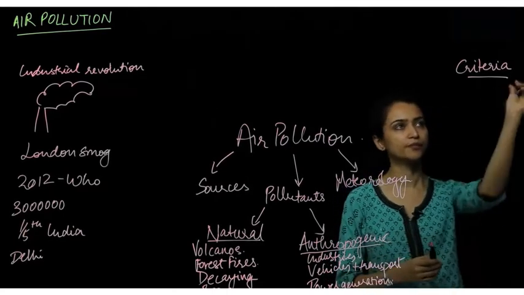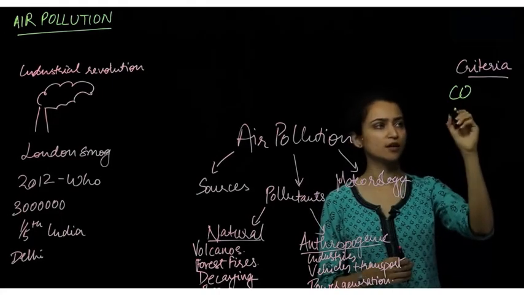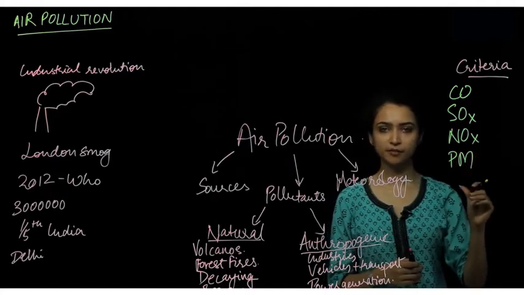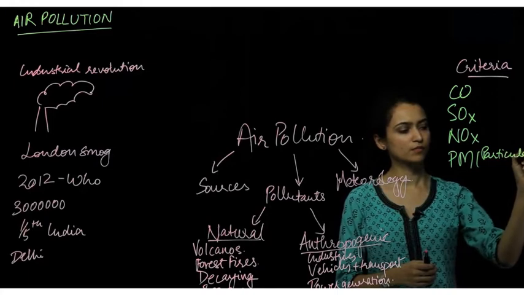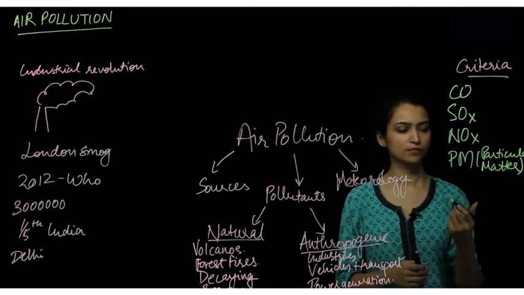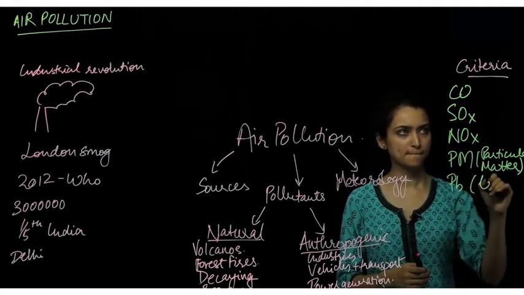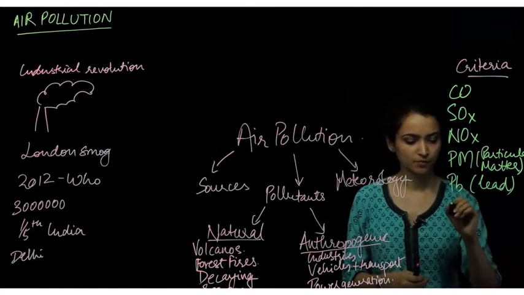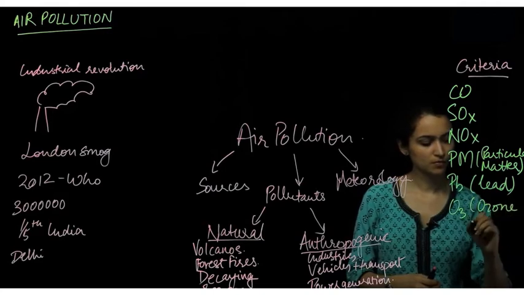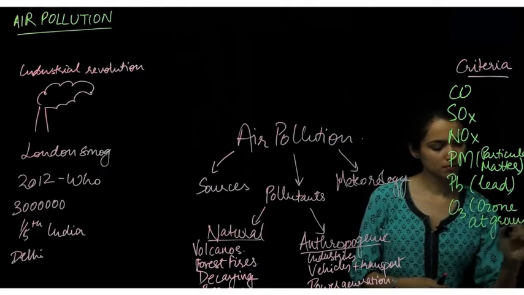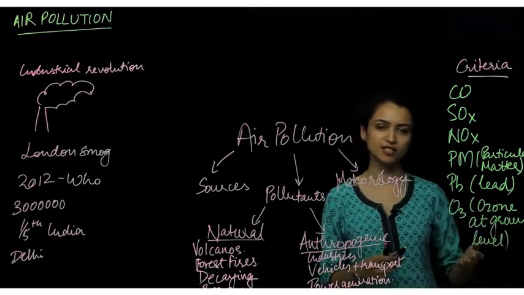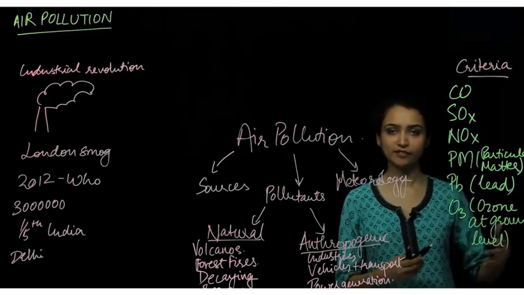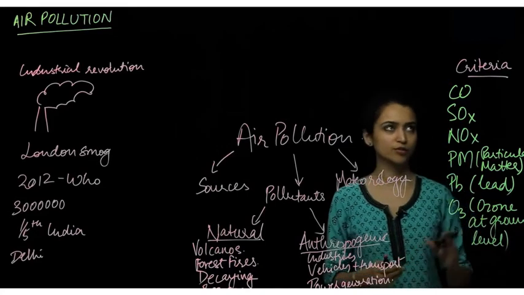These criteria pollutants are carbon monoxide, oxides of sulfur, oxides of nitrogen, some particulate matter, lead, and ozone which is present in the troposphere. Normally ozone is present in the stratosphere, which is helpful for us because it prevents us from the UV rays, but ozone in the troposphere or at ground level where we could breathe them is very harmful for us. So these are the criteria pollutants.